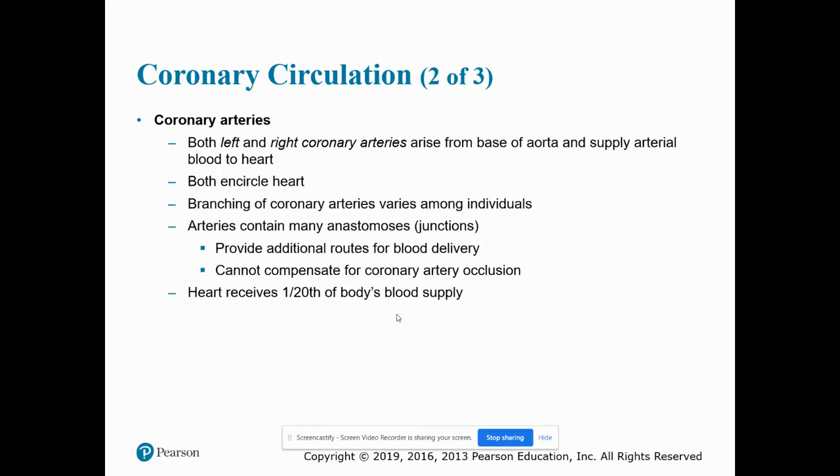Both left and right coronary arteries arise from the base of the aorta and supply arterial blood to the heart. They both encircle the heart. And then the branching of coronary arteries is going to be different from person to person. But the arteries themselves are going to contain many anastomoses, which are just junctions. What these do is they just provide additional routes for blood delivery, but they cannot compensate for coronary artery occlusion. So if the coronary artery is occluded, even these anastomoses are not going to allow the blood to bypass the occlusion and still deliver enough blood to the heart.